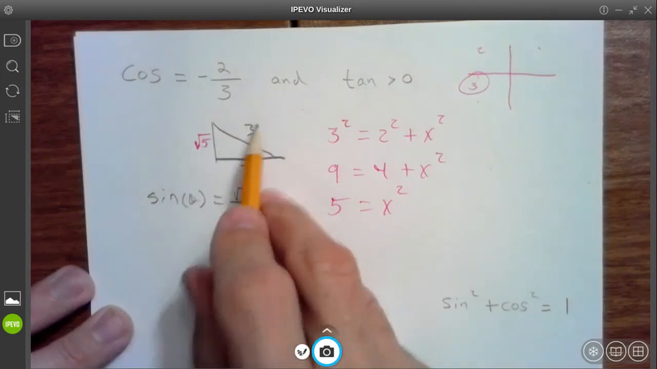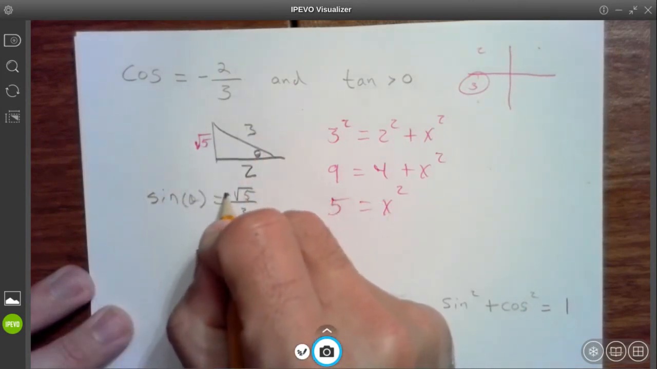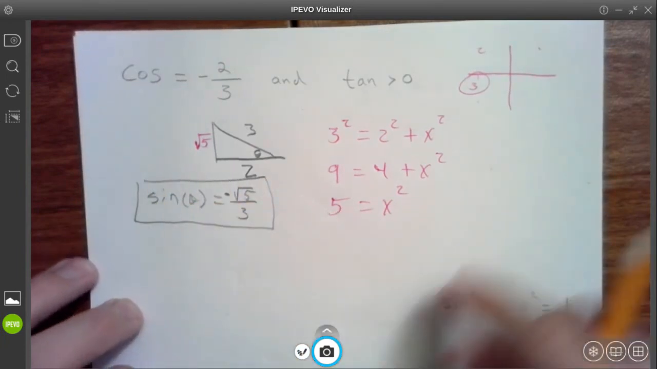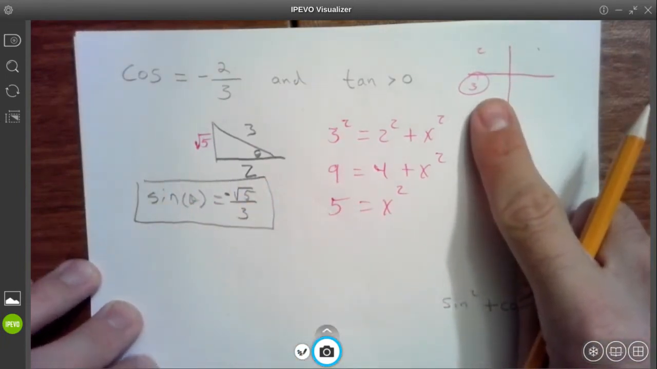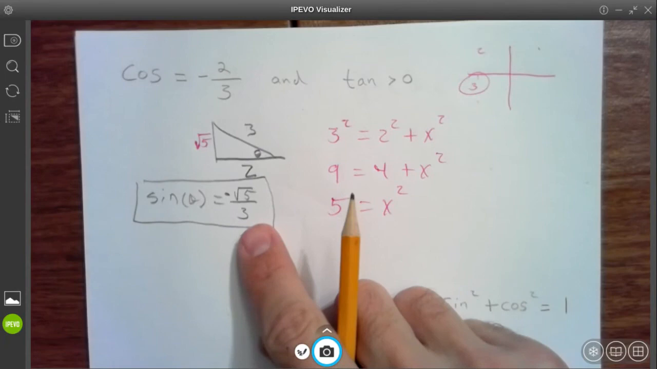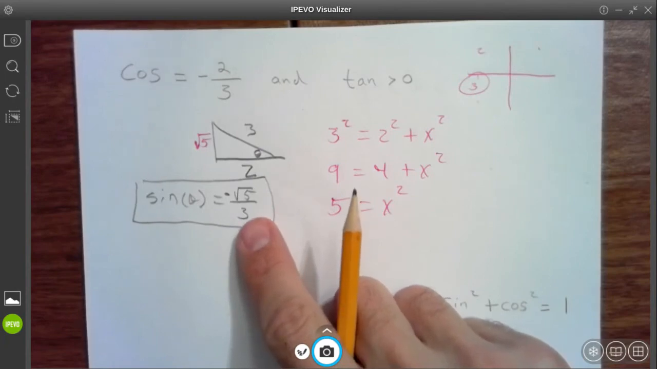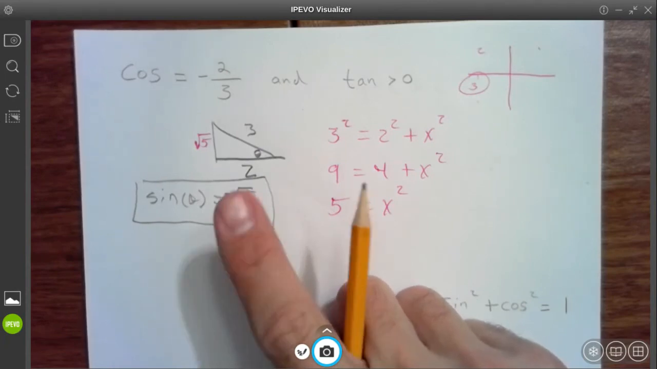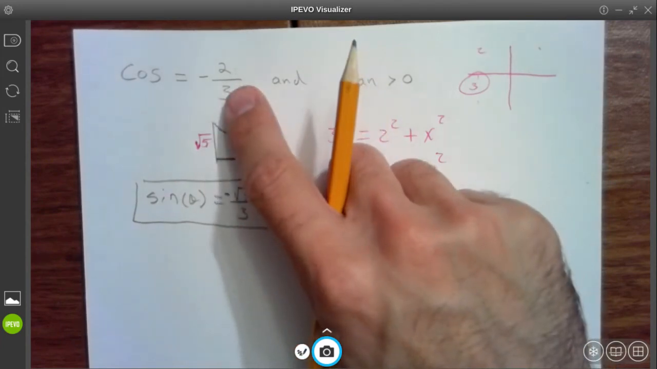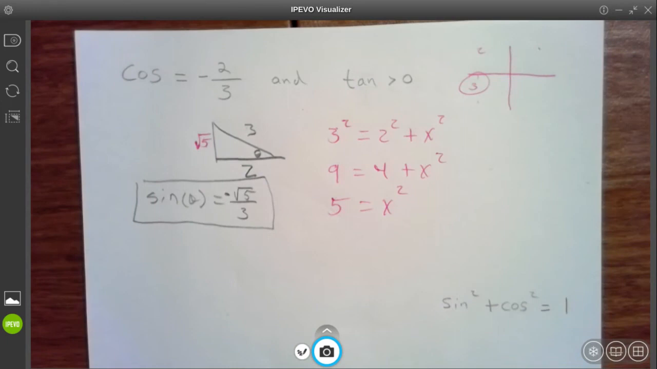Opposite over hypotenuse. And it is negative. I know because I'm in the third quadrant that sine and cosine both are negative. Now, if we wanted to find cosecant, we would just flip this. It still has the same positive and negative sign as this one. If we wanted to find secant, we would just flip this. You know what? I guess real quick, let me do tangent real fast.